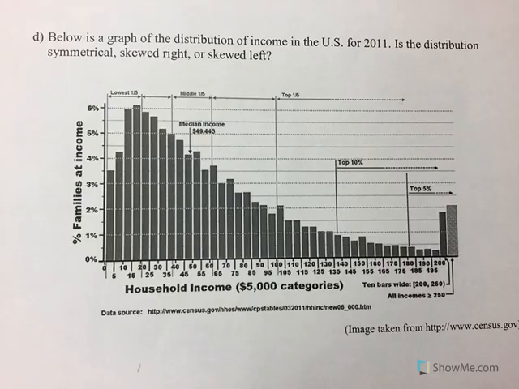And you can see it in this graph. This is the graph of the distribution of income in the U.S. for 2011, so it has probably changed in the last 7 years. But if you look at this, it tails to the right. And what does that mean? Well, if it tails to the right, that means it's skewed to the right.